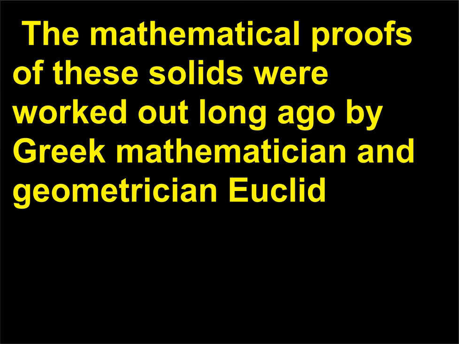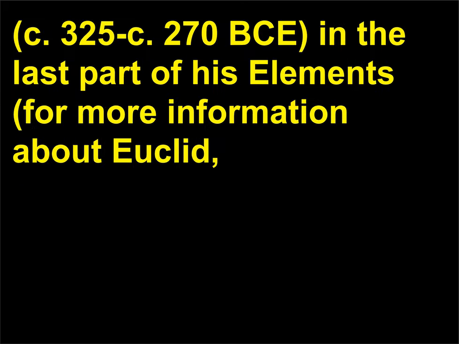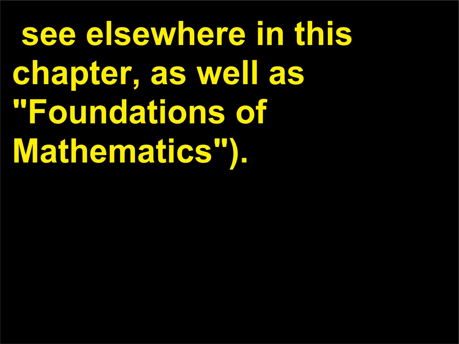The mathematical proofs of these solids were worked out long ago by Greek mathematician and geometrician Euclid, c. 325 to 270 BCE, in the last part of his Elements. For more information about Euclid, see elsewhere in this chapter, as well as Foundations of Mathematics.